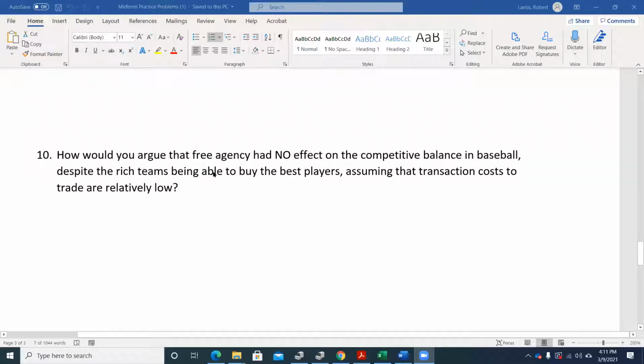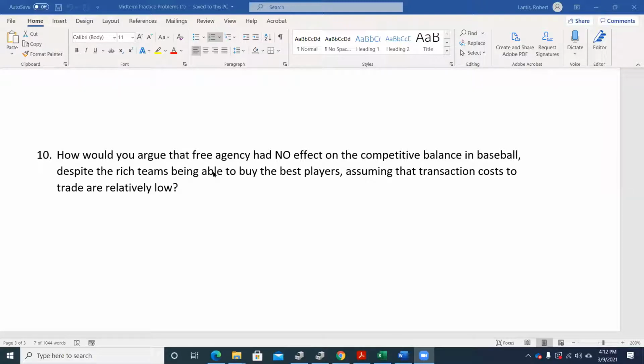So number 10. How would you argue that free agency had no effect on competitive balance in baseball, despite the rich teams being able to buy the best players, assuming that transaction costs to trade are relatively low? So this is more of a discussion. I'll go over how we can think about this problem.